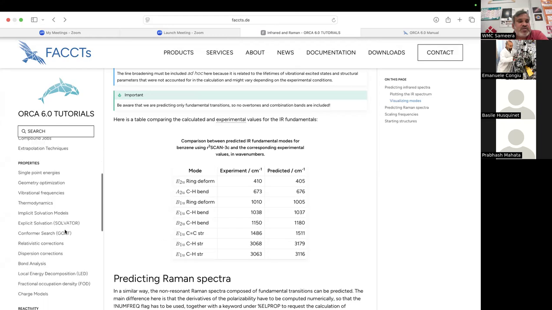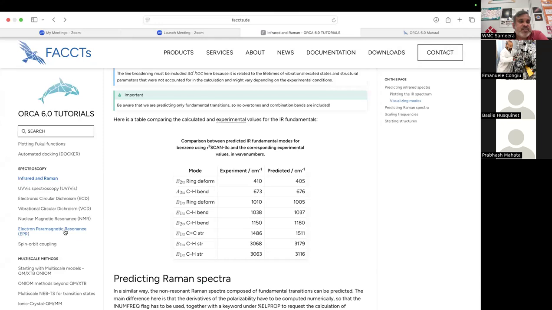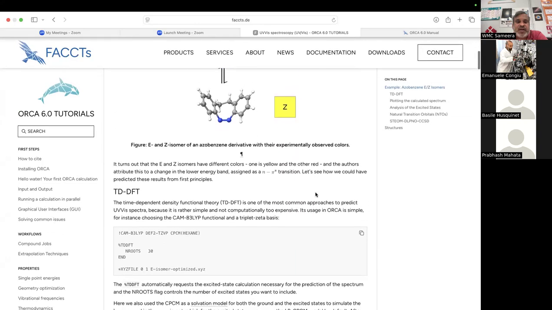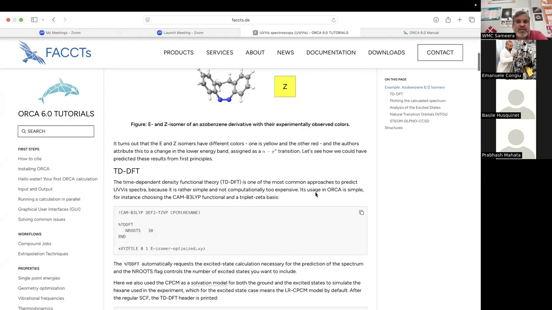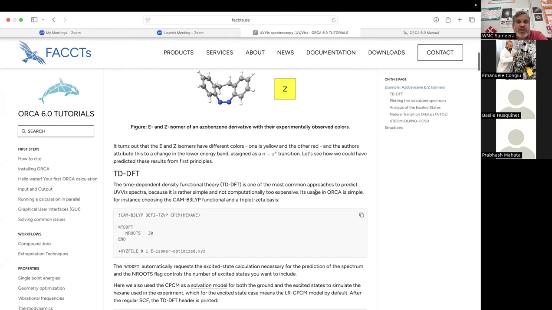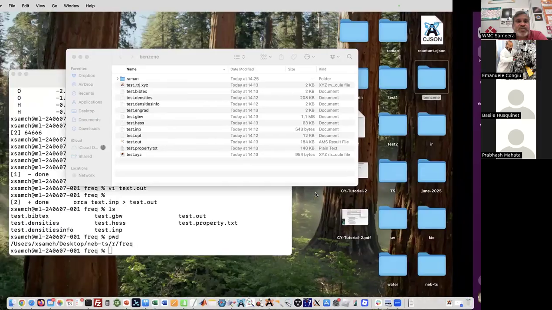Similarly, you can try other examples. For example, if you want to calculate a UV spectrum, again, it is very simple. You can simply run optimization first, and then you calculate the excitations to get the excitation energies. So I will briefly explain it.